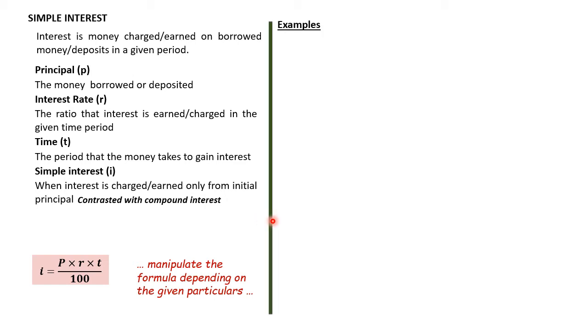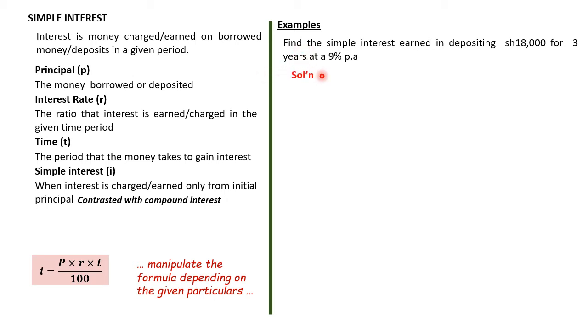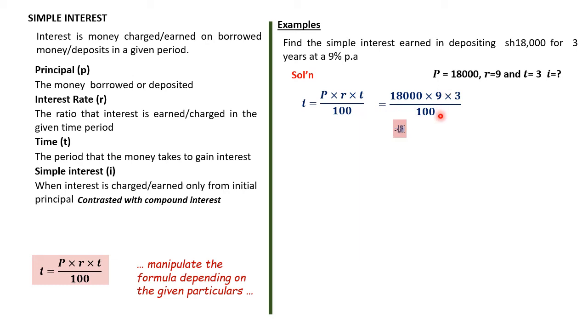Now let's try out some examples. We're told, find the simple interest earned in depositing 18,000 for 3 years at a rate of 9% per annum. So what happens? We're supposed to know that the principal is 18,000, the rate is 9, and the time is 3, and therefore the simple interest will be gotten using the formula that I've just told you. You put the values in the formula: 18,000 times 9 times 3 over 100. The answer will be 4,860 shillings. That is the interest. We were told to find the simple interest. This is the interest that 18,000 invested at a rate of 9% will earn in 3 years.